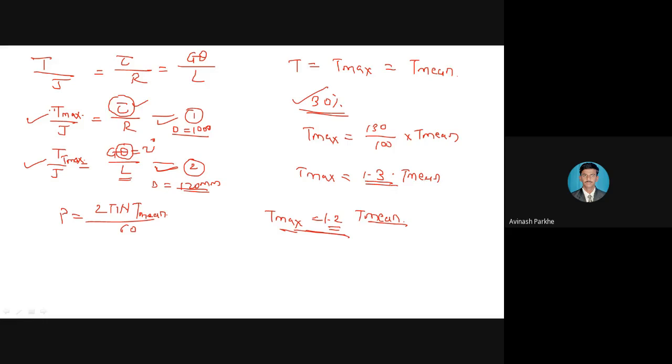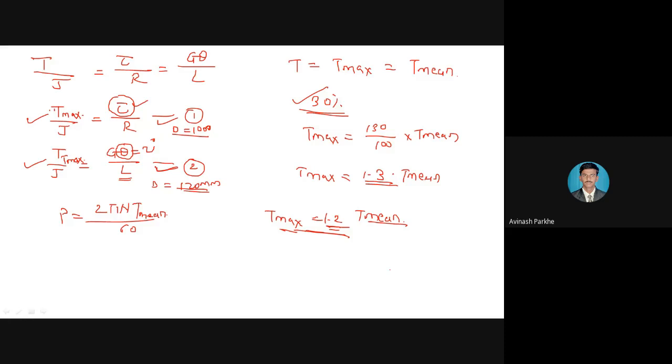Sometimes the multiplying factor will be mentioned directly in the statement: Tmax is equal to 1.2 times Tmin. So to solve the problems based on this type number 2, first of all we have to identify whether the relation between maximum torque and minimum torque is given or not. If the relation is there, then we have to use Tmax is equal to dash dash times Tmin, whatever the factor will be given.